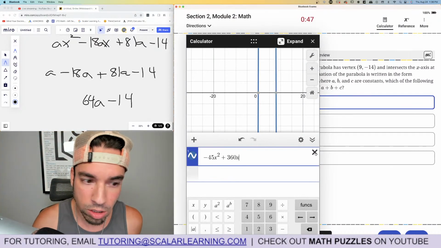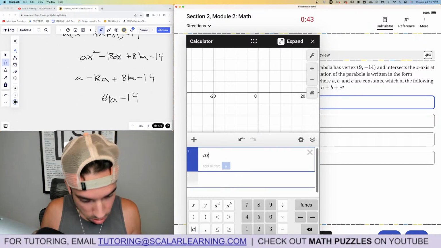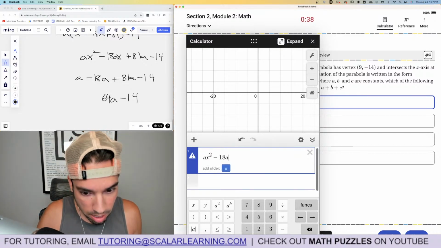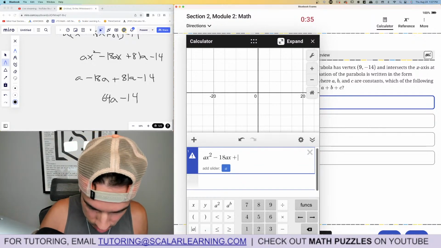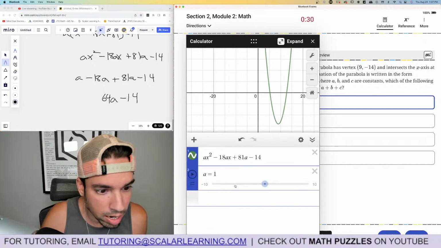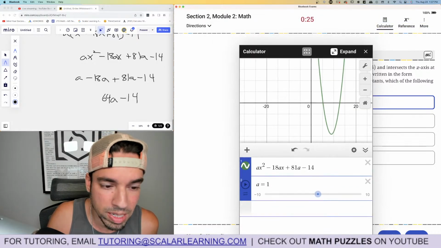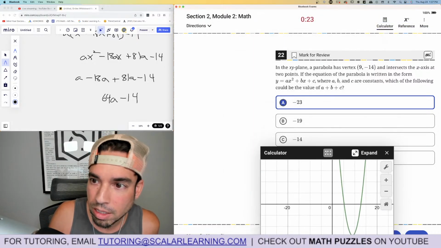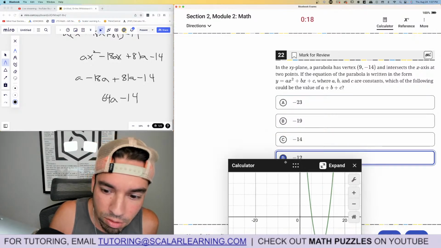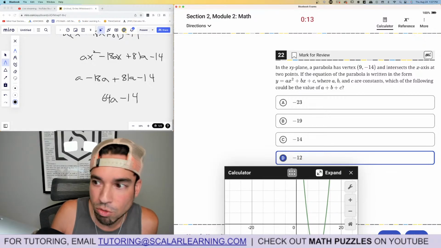Hold on. Watch this. So we've got here ax squared minus 18ax plus 81a minus 14. Hold on. And then we're going to add a slider for a. And then when a, so it's saying which of the following could be the value. So they want it to be negative 23, which would be, wait, what am I saying? I went the wrong way. It's negative 12. Sorry. A can't be 0. It's negative 12. Ooh, I caught that.